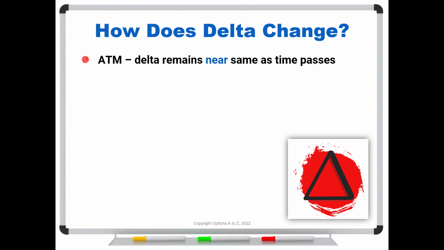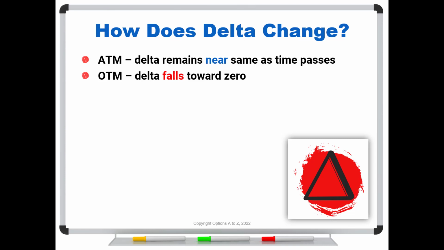First off, at the money, your delta remains near the same as time passes. Not exactly, but for practical purposes, it's going to stay about the same, but it's actually going to lose a little bit of delta as time passes. But it's going to be drifting near a delta of 50. For your out-of-the-money options, however, delta falls toward zero. So it's going to start at a higher number, and if it's an out-of-the-money option, it's going to eventually drift towards zero. That's assuming that the stock price doesn't change.